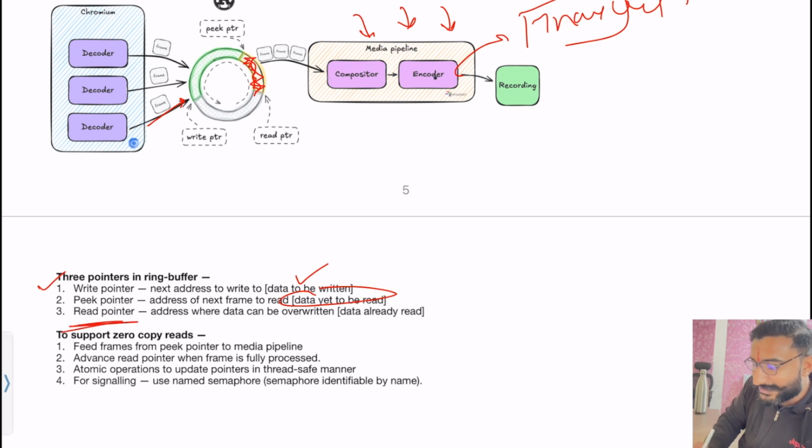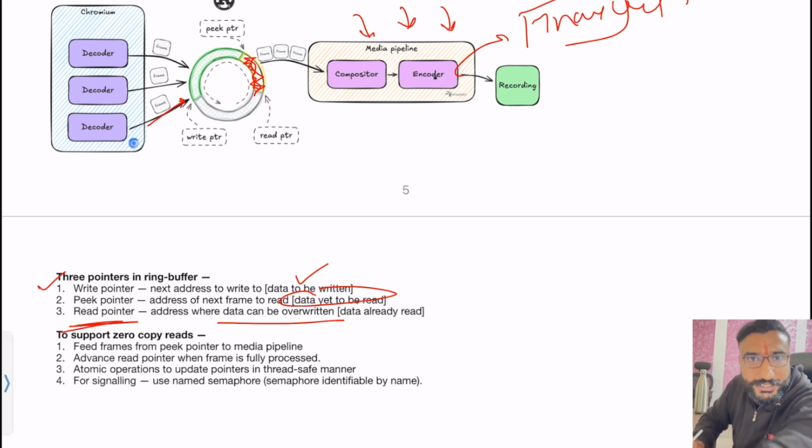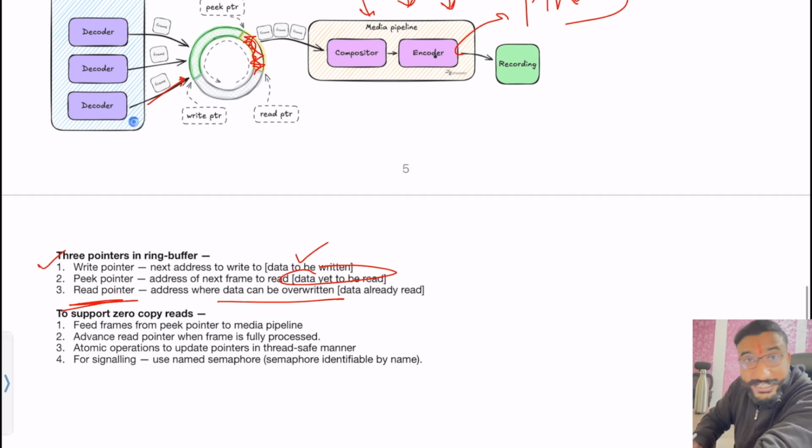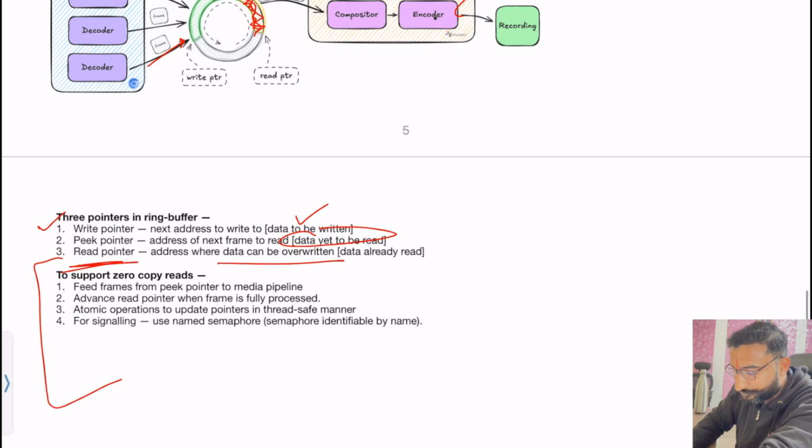Read pointer, you can read it as a read pointer. Okay, the data which is already read by the media pipeline. Address where data can be overwritten. So the data is already read, so the data can be written here. So the write pointer can write the data again here. Now to support the 0 copy reads, we need that mechanism, right? We need that implementation in place.